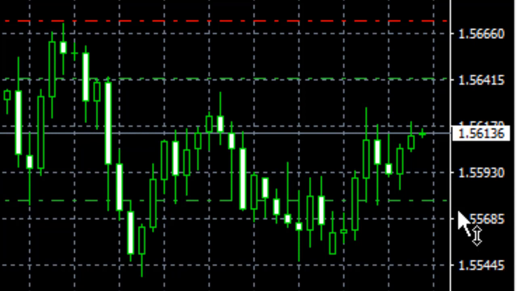1.56135. That is how much we have. It has changed to 136, but no worries. Just leave it like that. Now, that is the current price while we wrote it down.